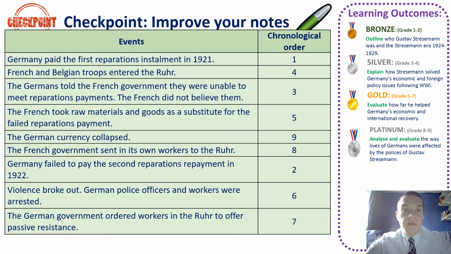So we've got Germany paid the first reparations in 1921 is our first. Germany failed to pay the second reparations payments in 1922 is our second, and so on. That's just to get you refreshed on where we were up to.